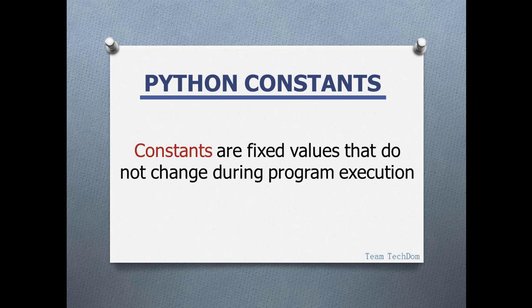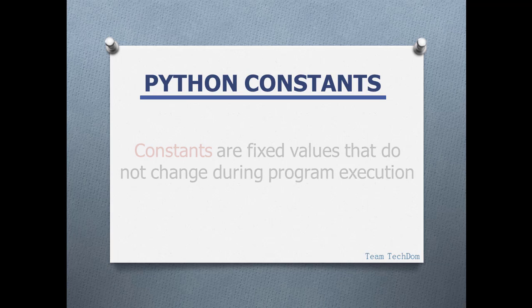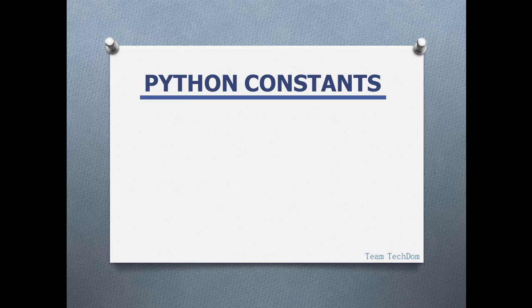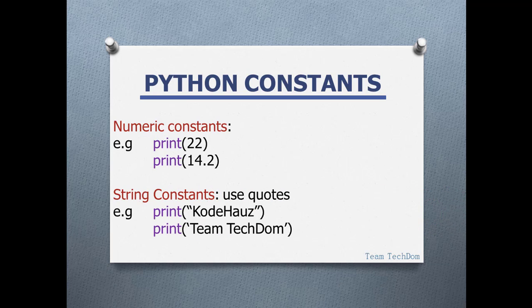So, what are constants? Constants are simply fixed values that do not change during program execution. We basically have two types of constants. We have the numeric constants and we also have the string constants.